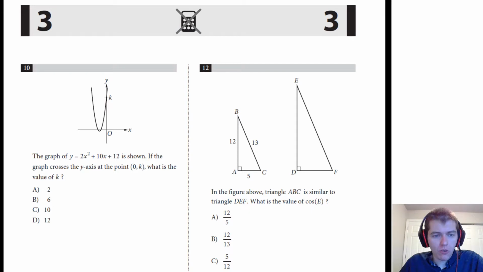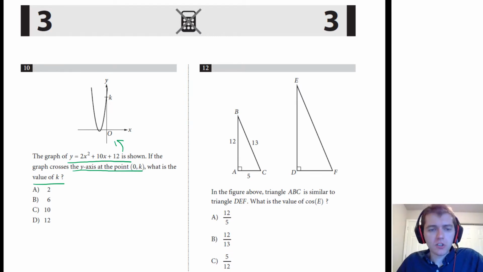Problem 10, the graph of y is equal to 2x squared plus 10x plus 12, a parabola, is shown above. If the graph crosses the y-axis at point 0, k, what is the value of k? All right, so they're just asking you, if x is equal to 0, then what is y at that point?